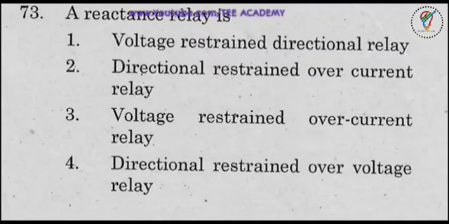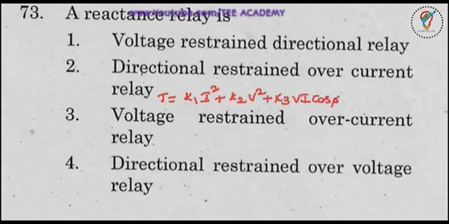Now I will give a hint to remember this question how it is. First of all, not a hint, actual concept here it is. We will take the torque equation, the universal torque equation. T is equal to K1 I square plus K2 V square plus K3 VI cos phi plus K4 here.